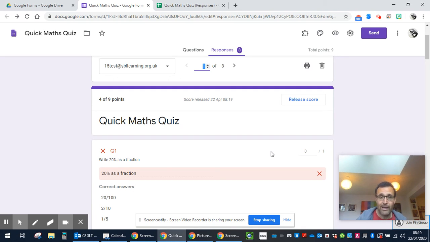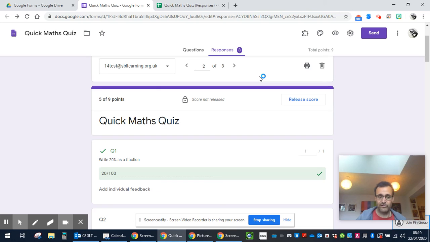feedback comments as well. And then I can click on this little arrow here and go through the whole process again for the second student and then the third student. And that covers how to release the marks and give students their feedback on their Google form quiz.